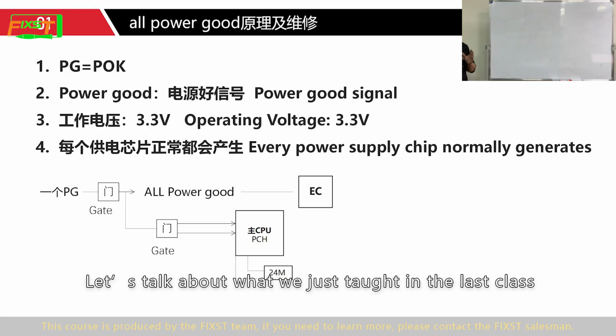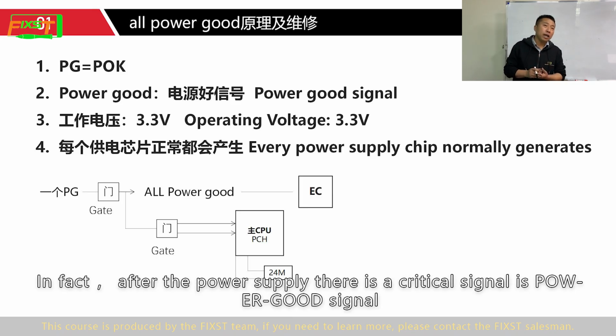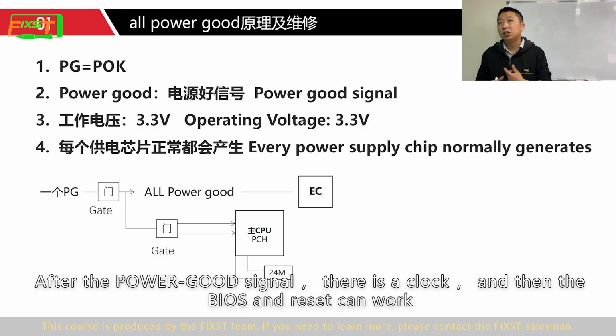Let's talk about what we just taught in the last class. We know that after the trigger, we taught about the power supply. In fact, after the power supply, there is a critical signal, the power good signal. After the power good signal, there is a clock, and then the BIOS and reset can work.